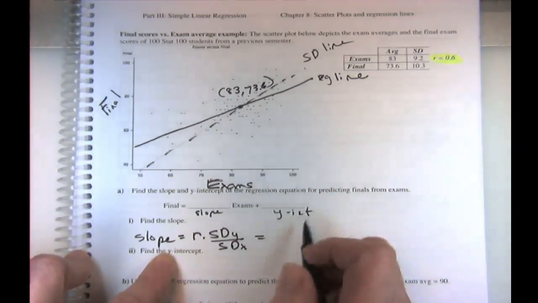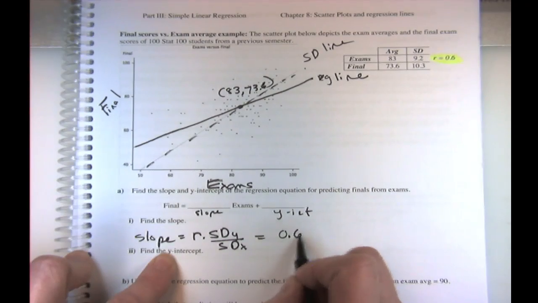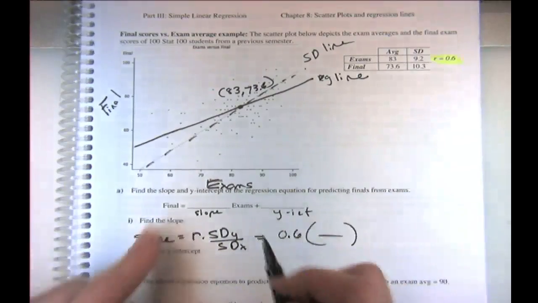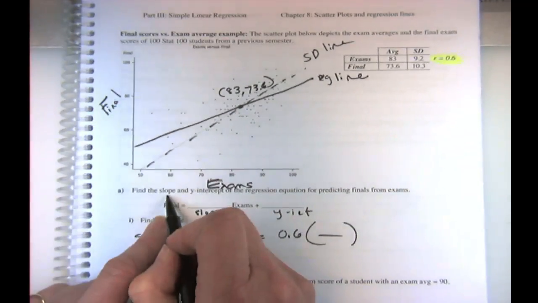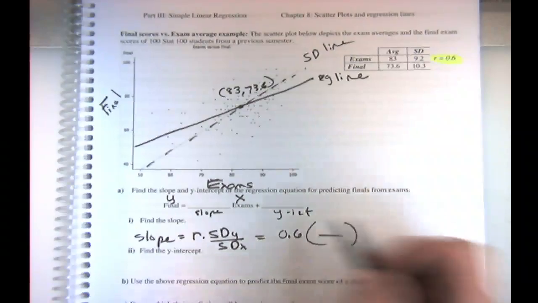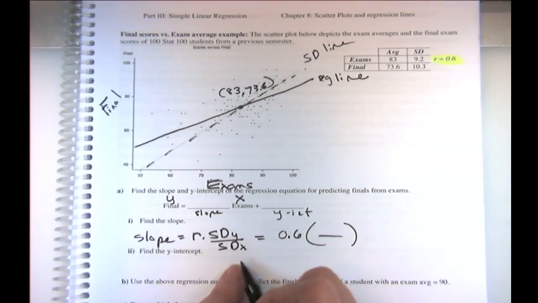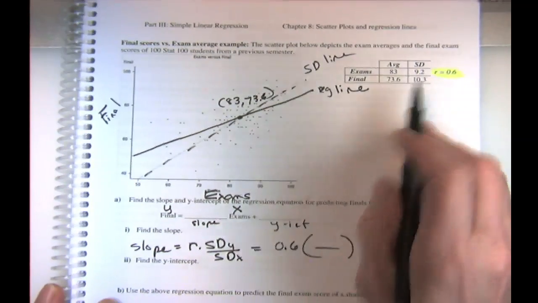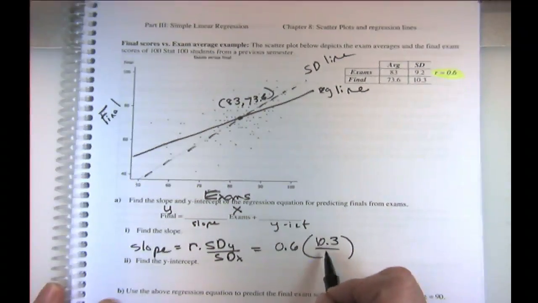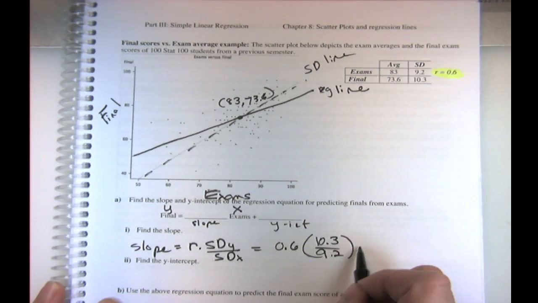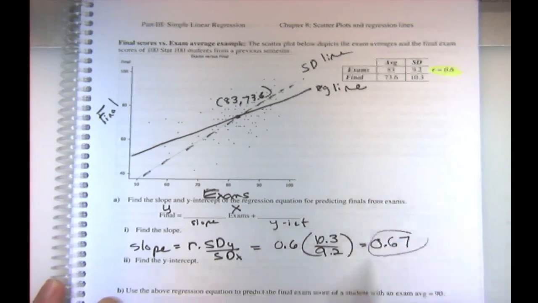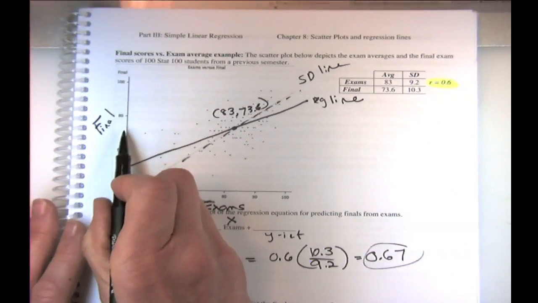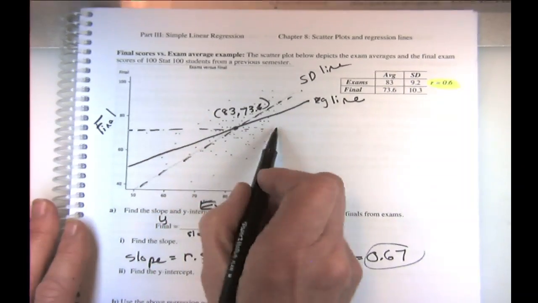So r is equal to 0.6, and now it's the ratio of 2 standard deviations. Which is y and which is x? Well, y is always what you're trying to predict. So that's y and that's x. So y over x, rise over run. So when you look here, the standard deviation of y is 10.3, and the standard deviation of x is 9.2. So this is 0.67. Does that make sense? Well, let's just look and make sure it does. Remember what we do here. Draw this line straight through here.